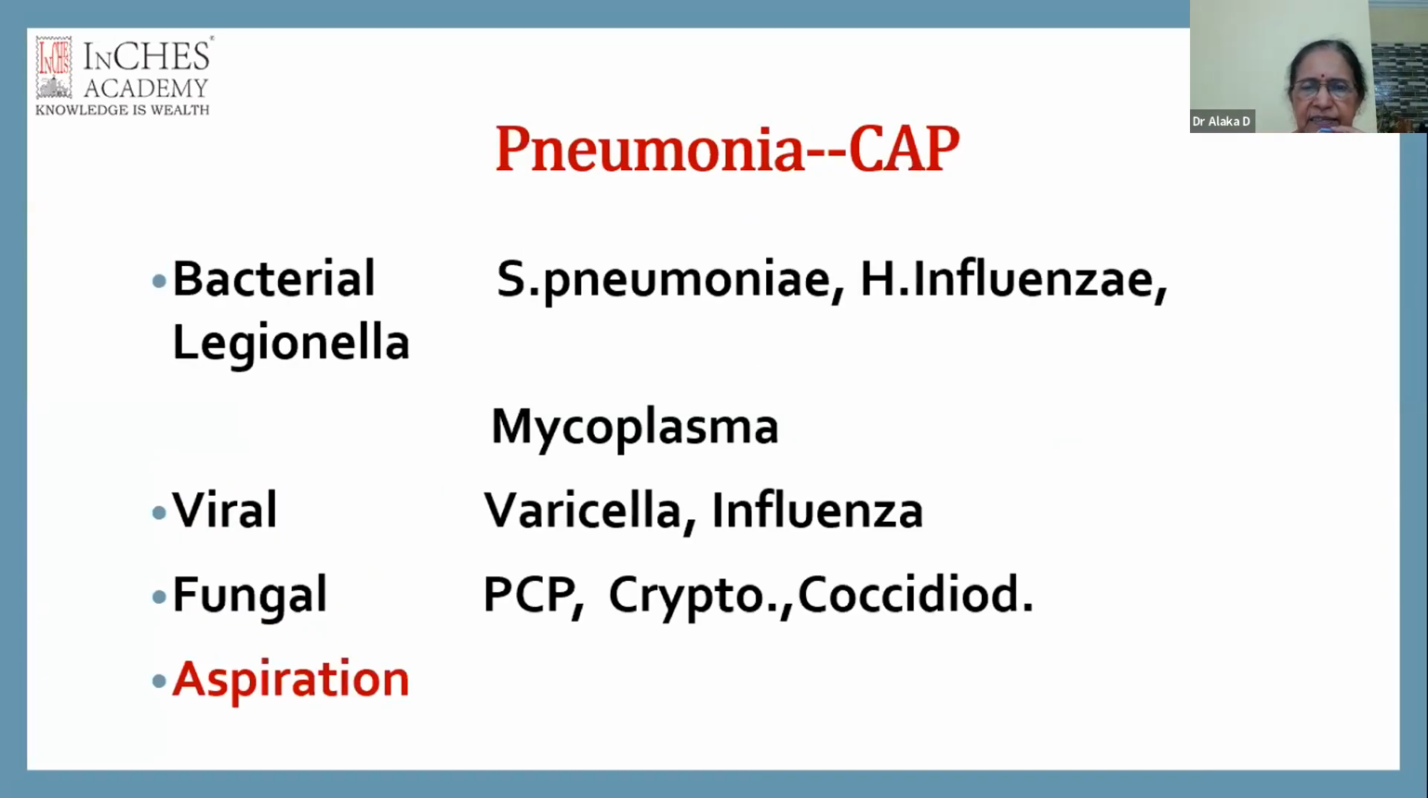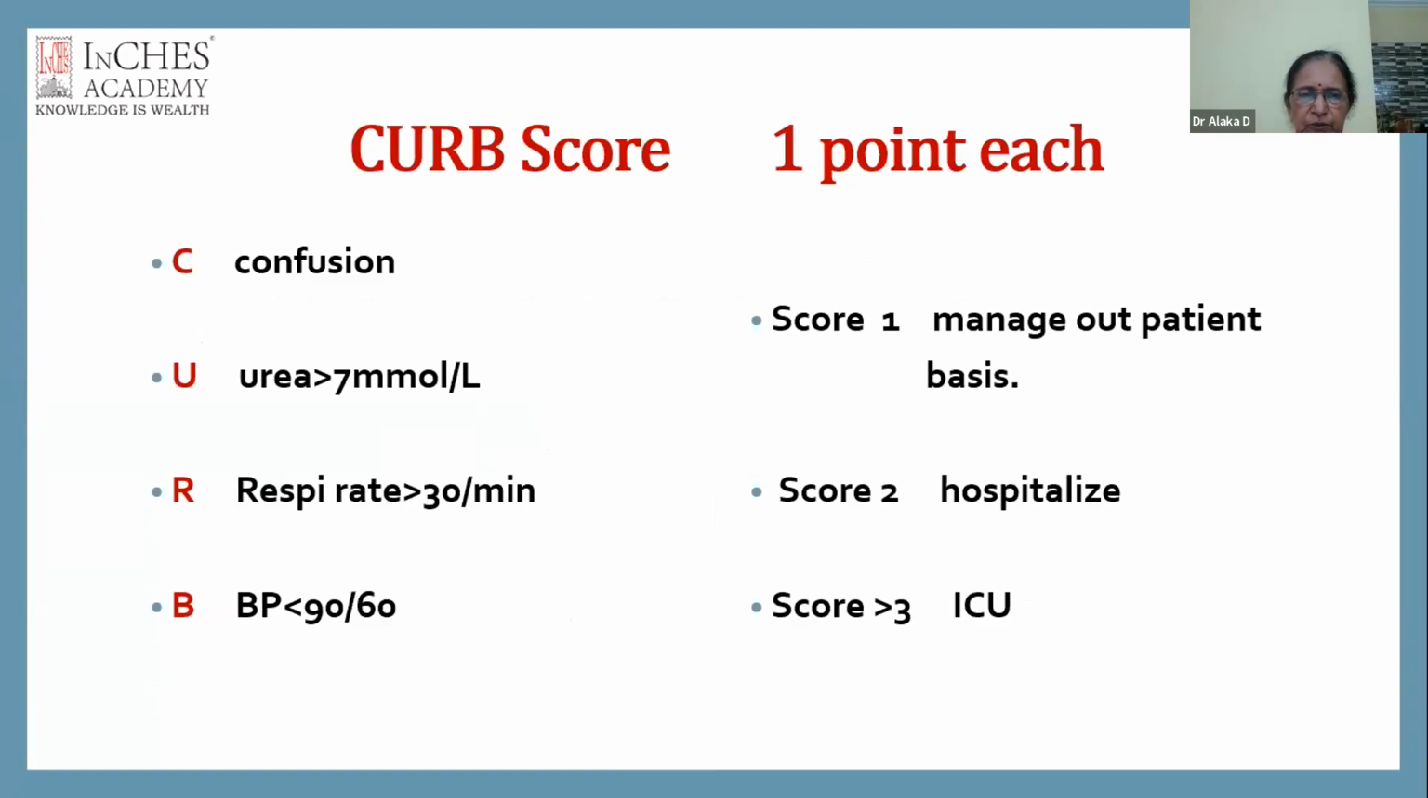Pneumonia can occur in this patient. Bacterial causes are Streptococcus pneumoniae, H. influenzae, Legionella, Mycoplasma. Viral: varicella, influenza. Fungal infection if she is HIV positive: PCP, cryptococcal, and aspiration pneumonia. Okay, so please remember about community acquired pneumonia and aspiration pneumonia.